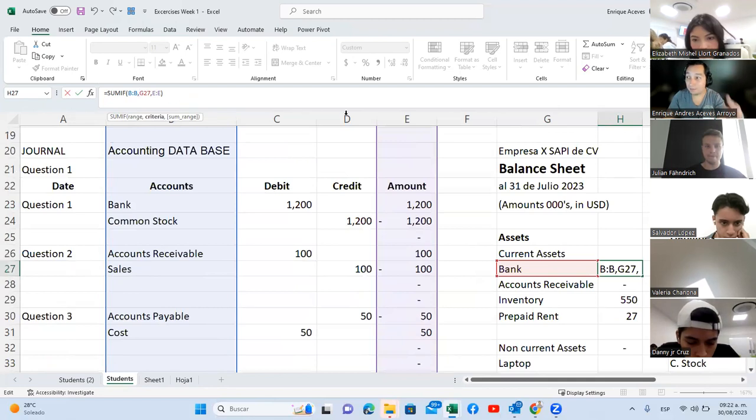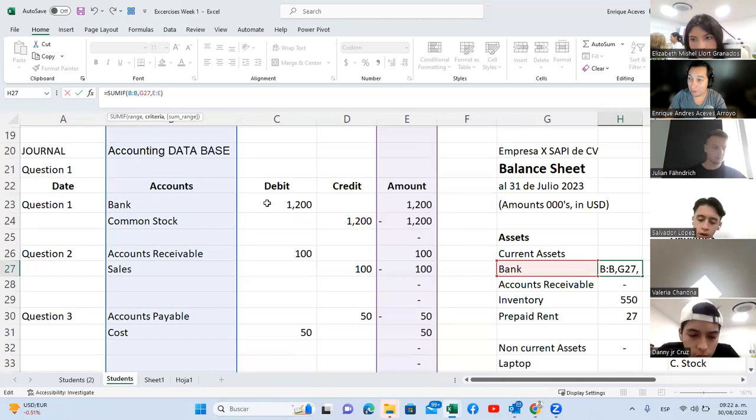Third, the sum range. Okay, I know where to look. What do you want me to add up? From that same row, it will add up the figure that matches that row. Okay? If you have a bank that matches in the criteria, it will add up the column that you provide to him. Okay?